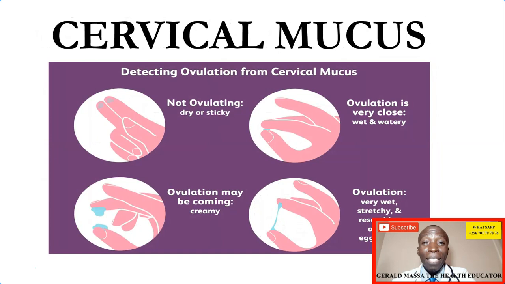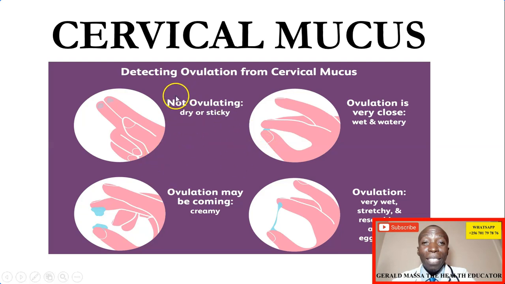The next method of tracking your ovulation, even if you have irregular periods, is by doing what we call cervical mucus monitoring. Specifically, when a woman is ovulating, or when the egg is mature and it has been released. By the way, a mature egg is also known as a Graafian follicle. So when that mature egg or the Graafian follicle has been released, or when it is due to be released, there are changes that happen in the cervical mucus.